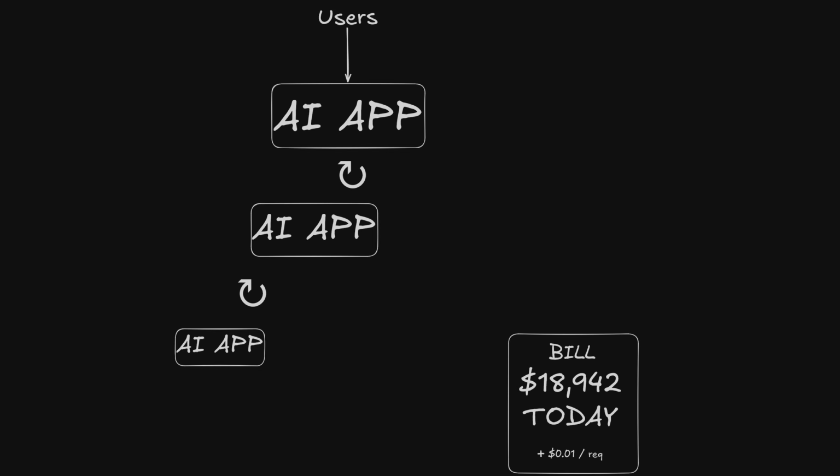Modern AI applications rarely rely on a single model call. One component generates an answer, another model evaluates it, a third refines or reformats the output. Each step triggers another round of inference. The user sees one response, but the system runs multiple computations behind the scenes. Now cost grows per interaction and per internal step.